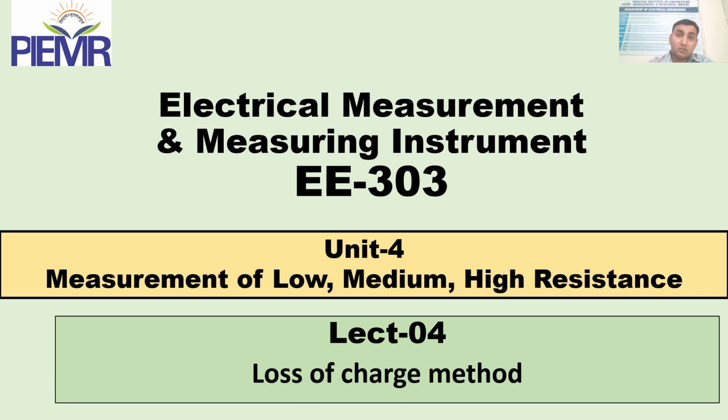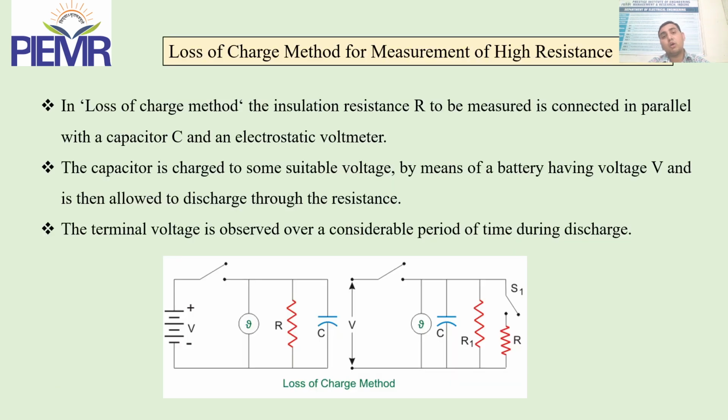In today's lecture, one of the important and interesting methods for measurement of high resistance is called the loss of charge method. What is meant by high resistance? Resistance opposes the flow of current, so high resistance should act as an open circuit.